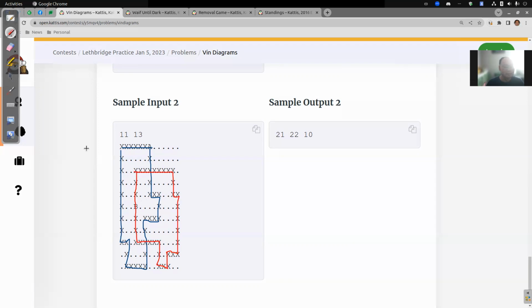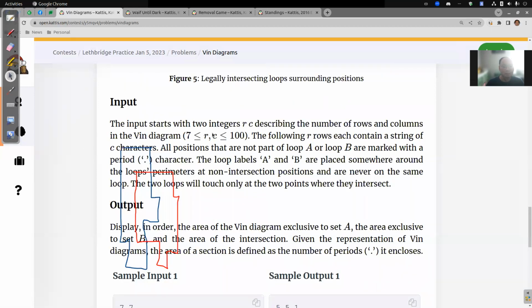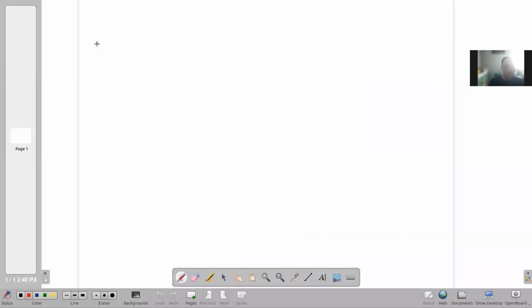That's the question. And how big is this? At most 100 by 100. Okay, so it's actually not that big in the grand scheme of things, and we just have to basically do it.